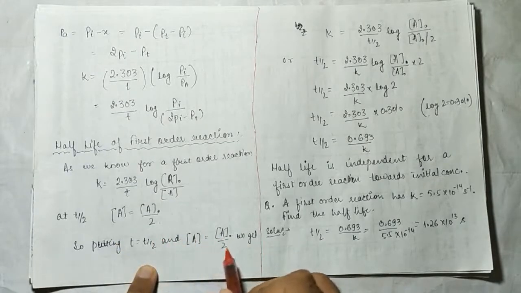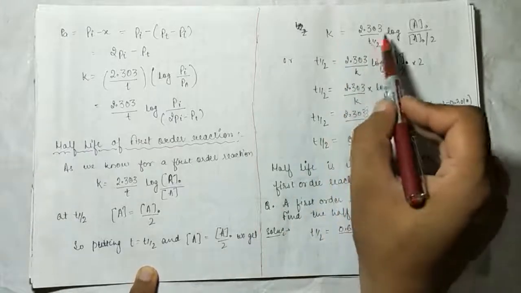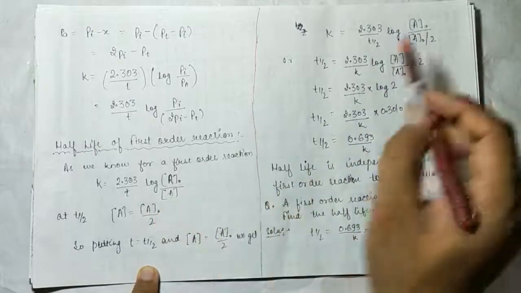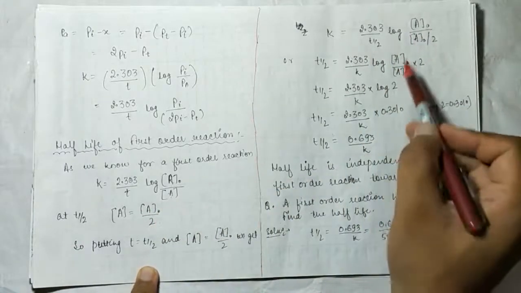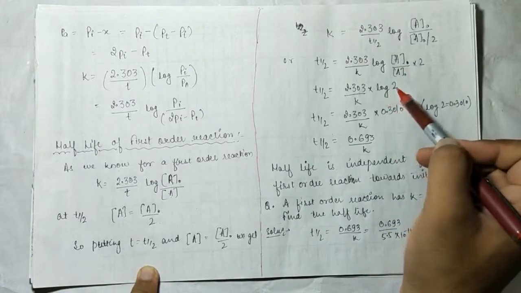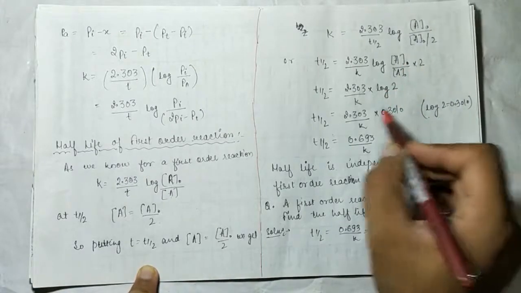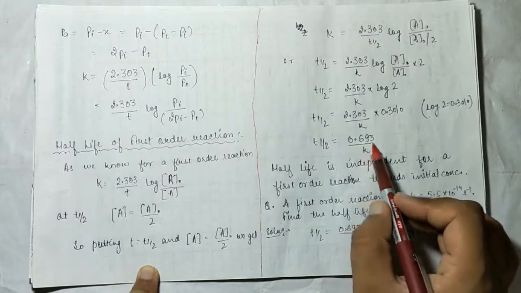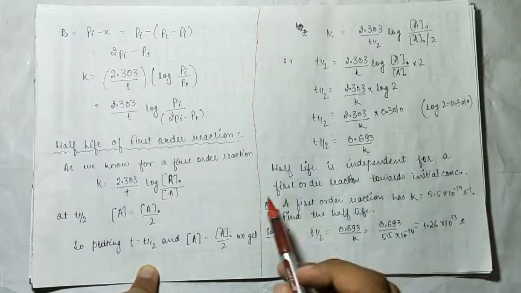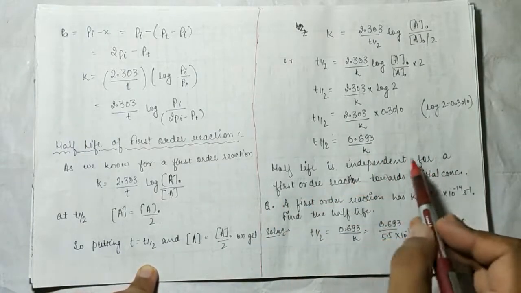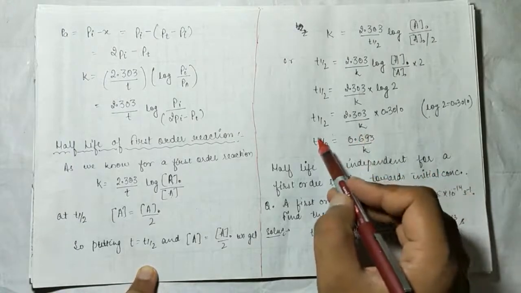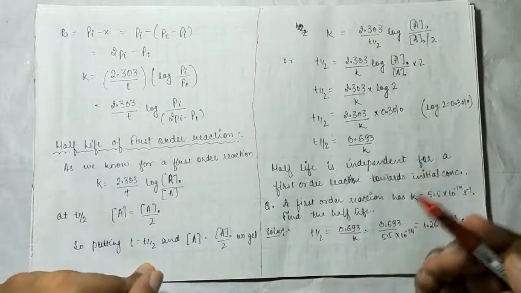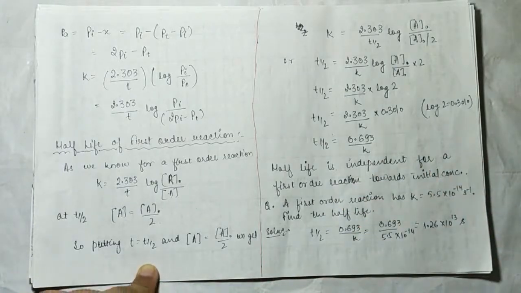Putting these values, t is t half, that means half life, and a is a naught by 2, so k equals 2.303 upon t half times log of a naught upon a naught by 2. The a naught cancels and it comes out to be log 2. The value of log 2 is 0.3010, and 2.303 multiplied by 0.3010 becomes 0.693, divided by k. One more thing: you can see that t half does not depend upon the concentration. That means half life is independent of the initial concentration of the reactant.